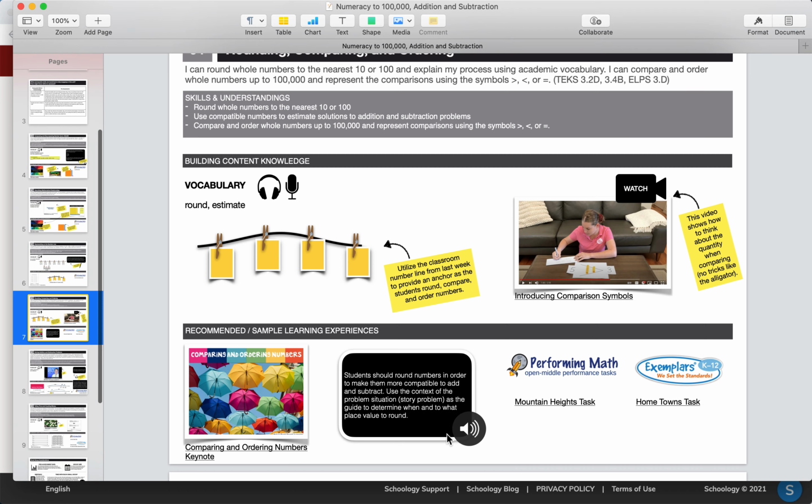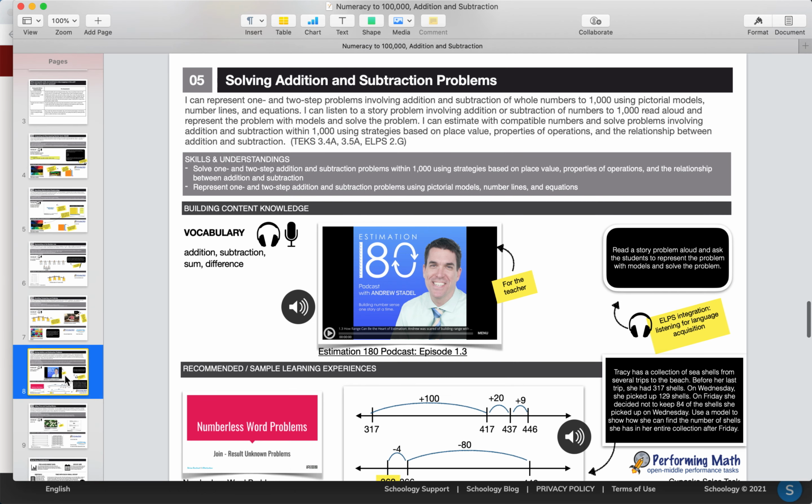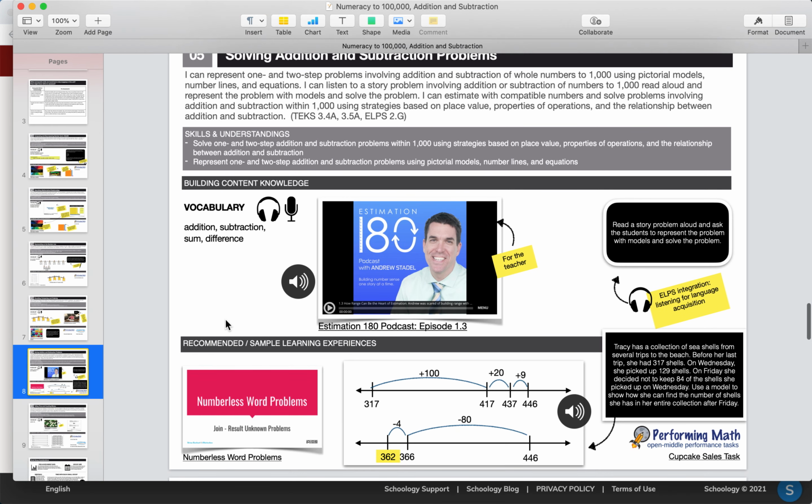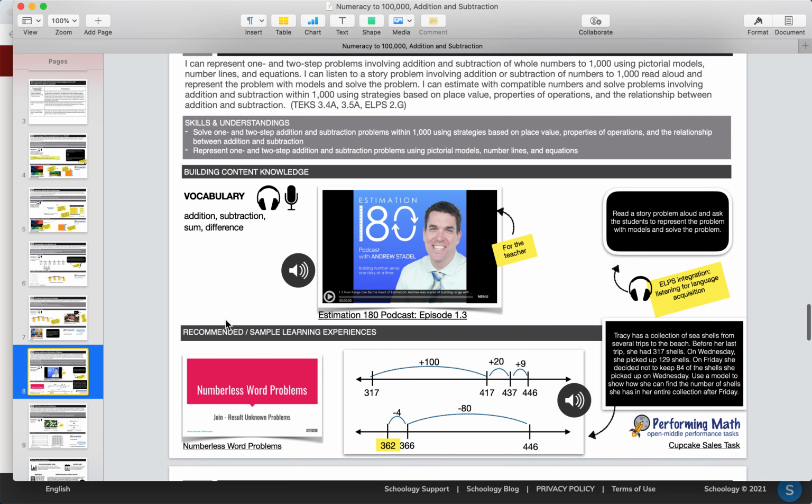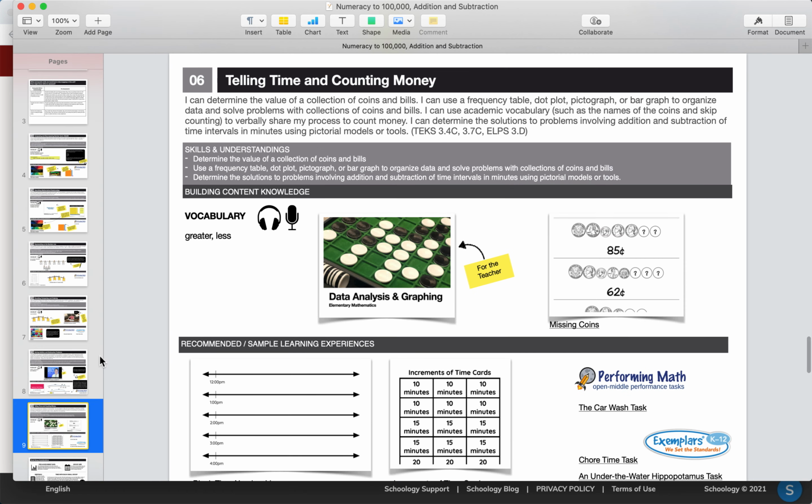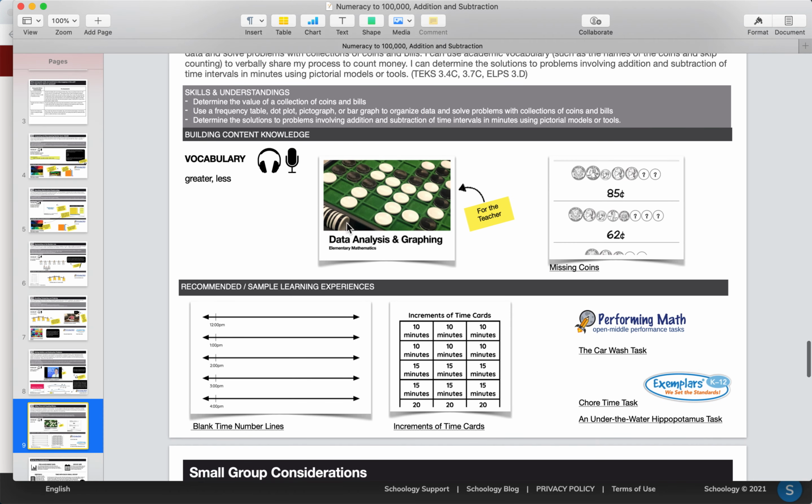You'll learn about how to incorporate rounding for compatible numbers in problem solving. And here I reference the Estimation 180 podcast, which is a really great resource for you as an educator. Here's an example of using a number line as a model to solve a problem, and a call out to numberless word problems. The next week is about telling time and counting money. Here's some background information for you as the educator about the different types of data analysis and graphing in elementary math.